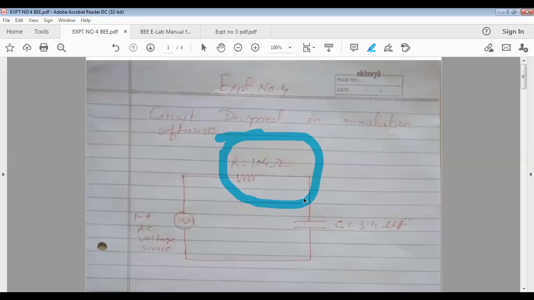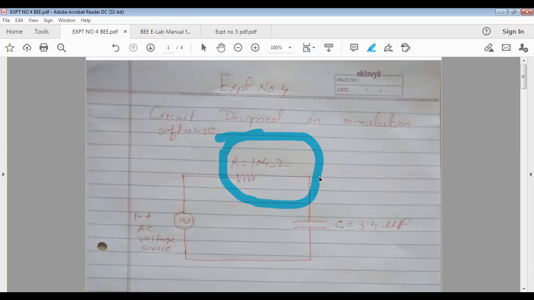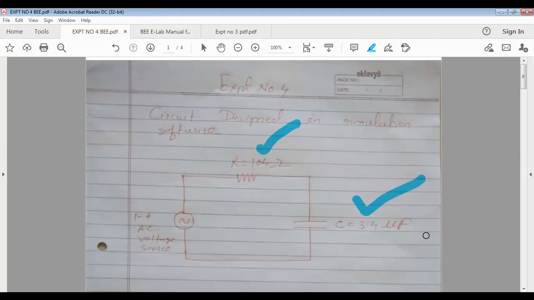So, experiment number 4 is a single phase RC series circuit. This was written here by mistake, because we are going to perform this experiment. So the title is single phase RC series circuit. First of all, here resistance is 10 ohm. We are going to consider a capacitor of 3.4 microfarad. You can select different values also.